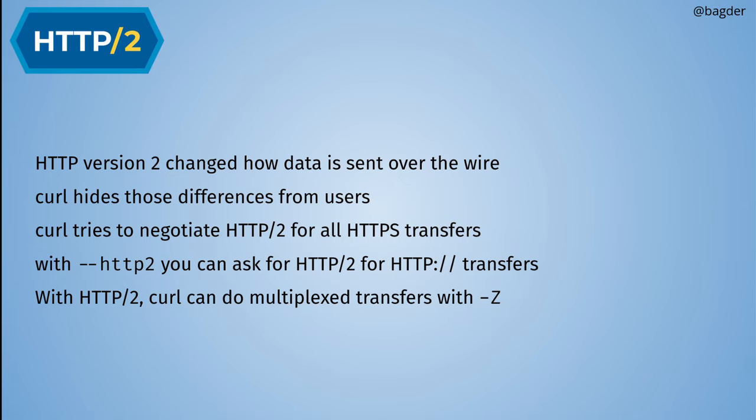If you have the opportunity to use HTTP2, the good part is that it can do multiplex transfers, meaning it can do multiple transfers over the same connection. So if you do multiplex transfers using the capital Z, many transfers at the same time, with HTTP2 it might actually multiplex them. Even when you do 50 parallel transfers, it doesn't have to do 50 parallel connections. It can do much fewer connections, hopefully, in the ideal case.